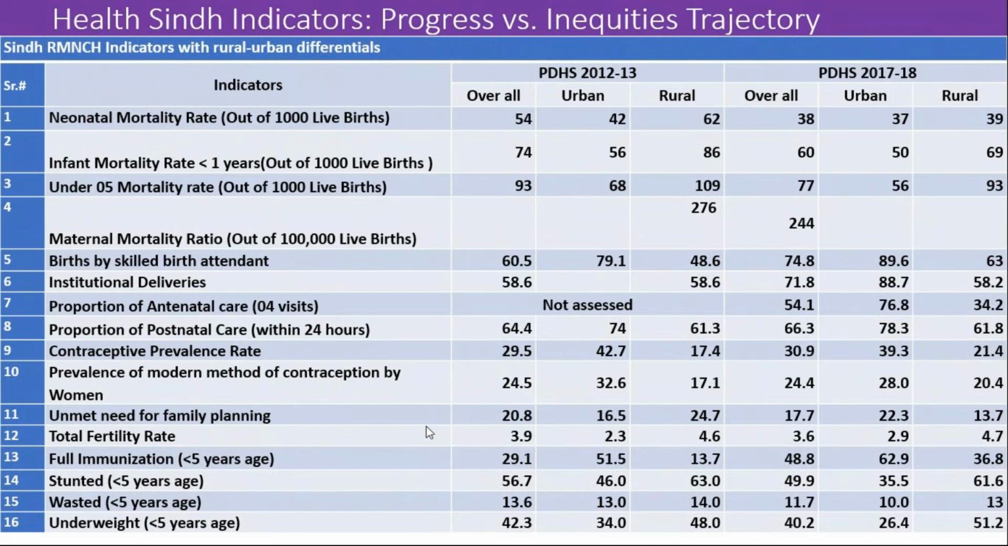But you will see that there are stark inequities in terms of urban rural. So whatever the achievements and the gains are there, these are nullified by the worst indicators in terms of rural areas. So this inequity persists, and we have to address that inequity through correct policies and timely investment and programs. Next, please.